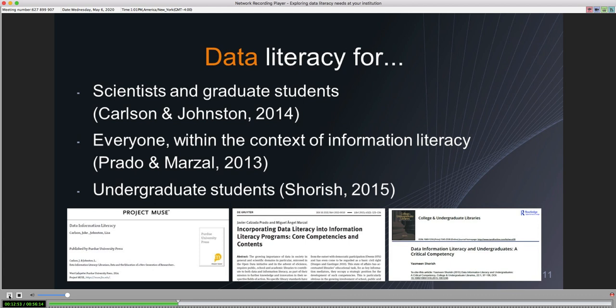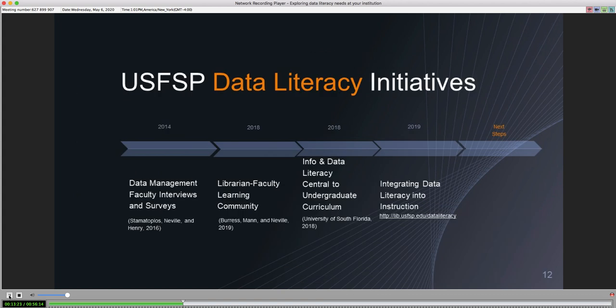And then the third article that I'll just mention focuses more on undergraduate students, which is where most of our students are on our campus. Yasmin Shorish points out that data literacy is not just for researchers, but also for undergraduate students, regardless of their discipline of study. So with that context in mind, I'll go ahead and shift to the initiatives on our campus.